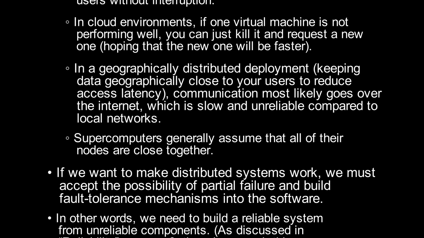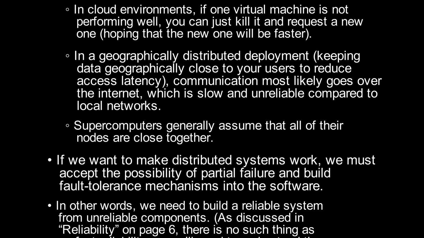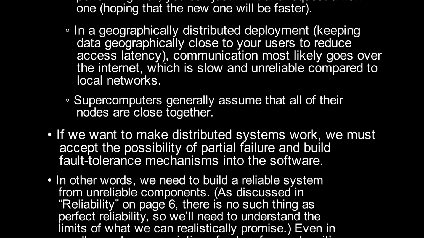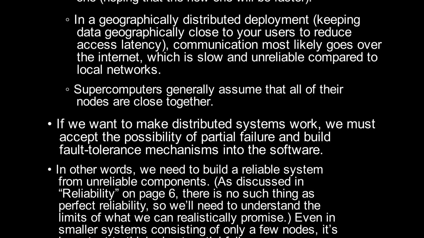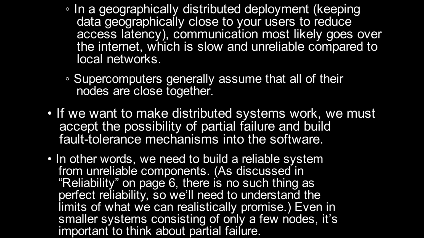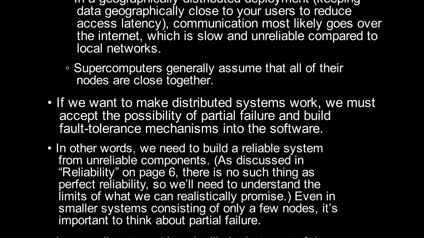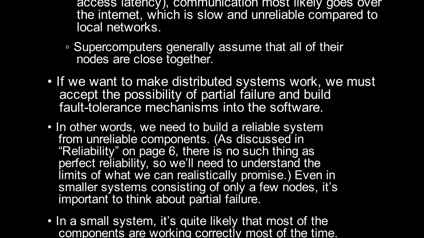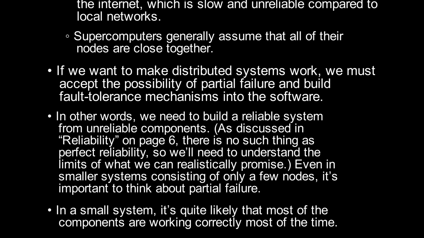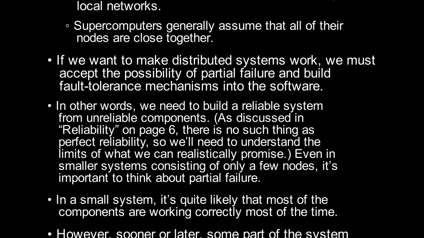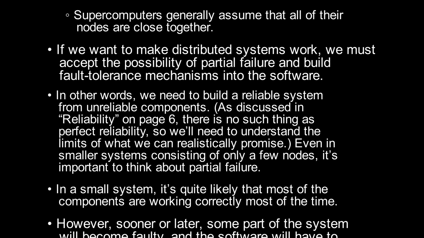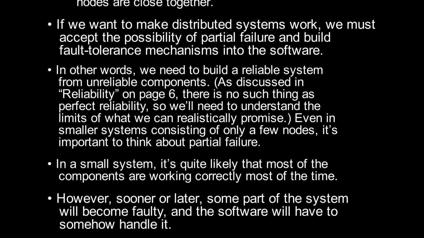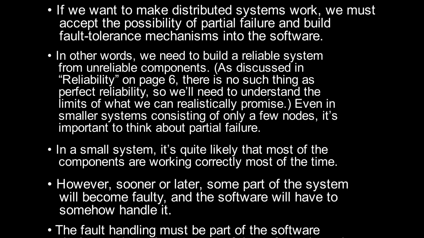If we want to make distributed systems work, we must accept the possibility of partial failure and build fault tolerance mechanisms into the software. In other words, we need to build a reliable system from unreliable components. As discussed in "Reliability" on page 6, there is no such thing as perfect reliability, so we'll need to understand the limits of what we can realistically promise. Even in smaller systems consisting of only a few nodes, it's important to think about partial failure. In a small system, it's quite likely that most of the components are working correctly most of the time.